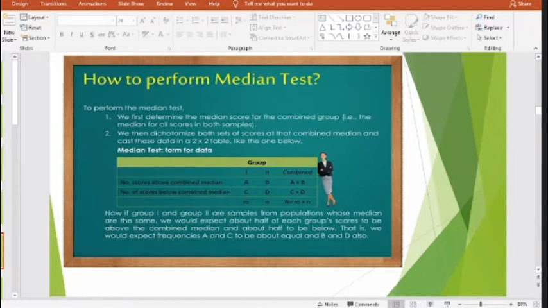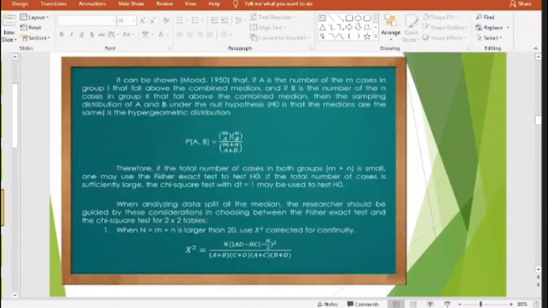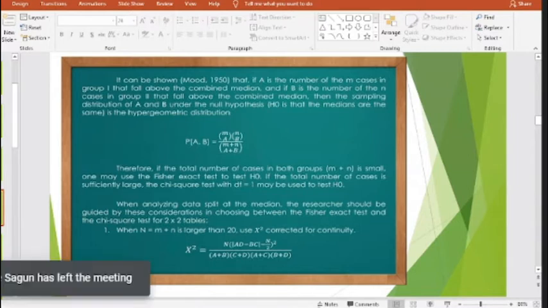It can be shown that if A is the number of the M cases in group 1 that fall above the combined median, and if B is the number of the N cases in group 2 that fall above the combined median, then the sampling distribution of A and B under the null hypothesis is the hypergeometric distribution. So to get the probability for the test, we have this equation: P(A, B) is equal to (A times B) all over (A plus B).